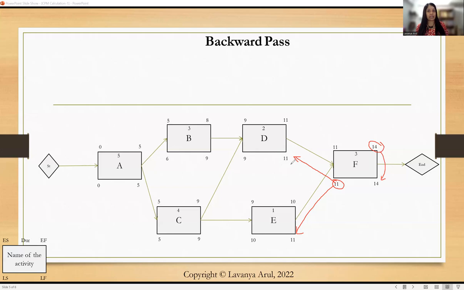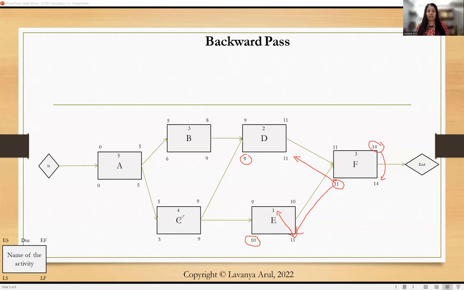Now we know it finishes on the 11th and it takes 2 days. So obviously 11 minus 2, we can work out 9 as the late start. Similar to that, for activity E, 11 minus 1, we are taking it as 10. Where do we get it? 11 minus 1. So we are using these two values over here to come up with the value 10.